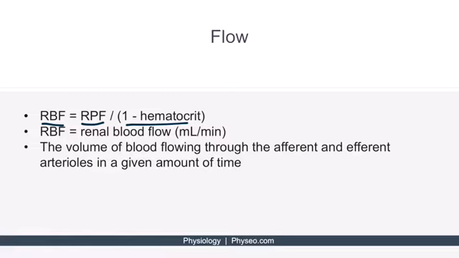So RBF is the volume of blood that flows through the afferent and efferent arterioles in a given amount of time. Okay, let's plug in some numbers to make sense of this. So RBF equals renal plasma flow over 1 minus hematocrit. Remember, hematocrit is the ratio of volume of red blood cells to the total volume of blood. So if 90% of the total volume of blood is comprised of red blood cells, then the hematocrit would be 0.9.